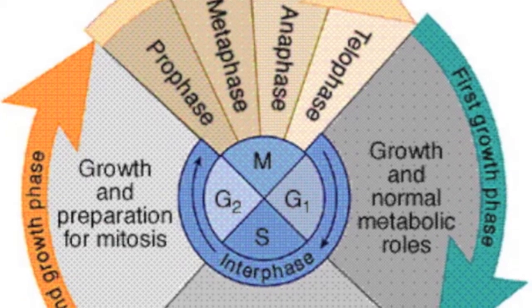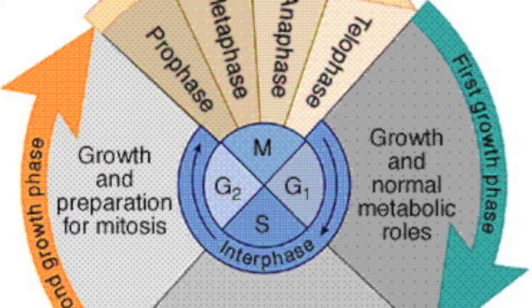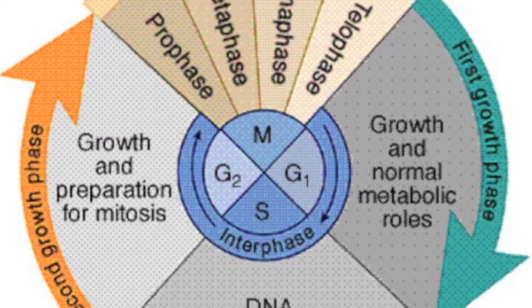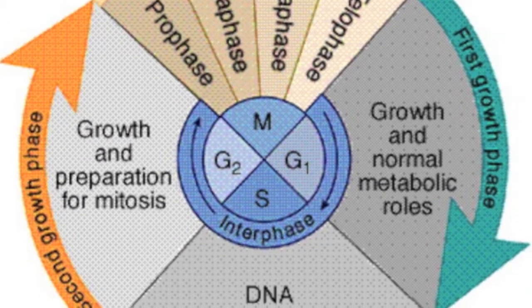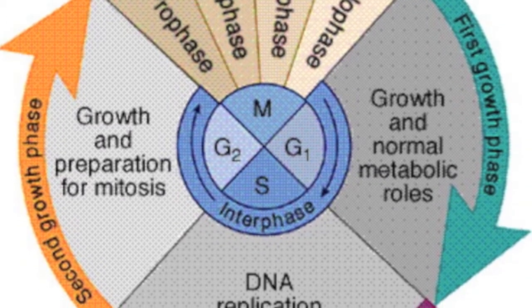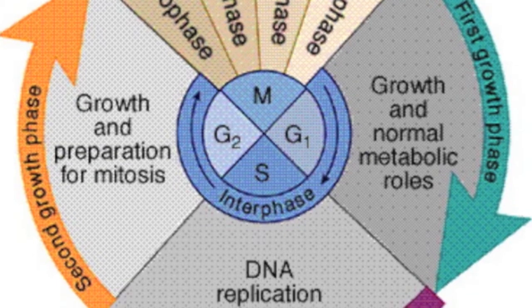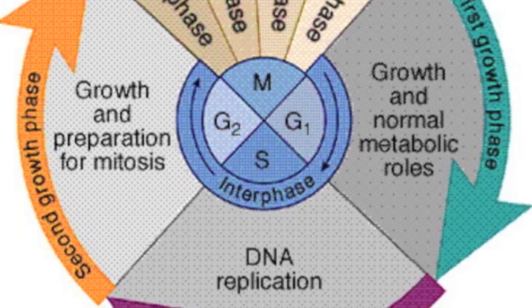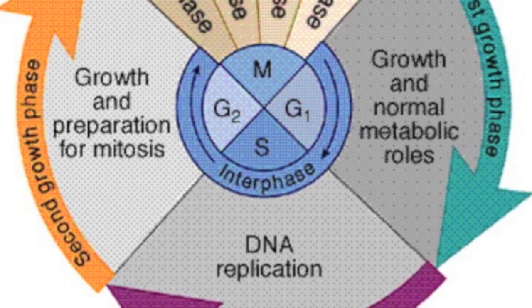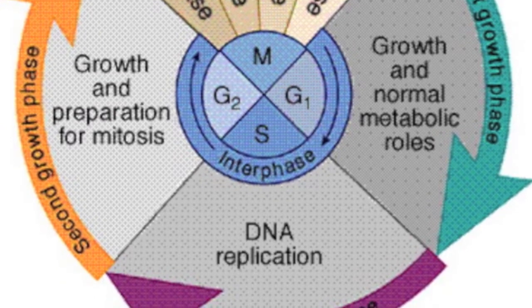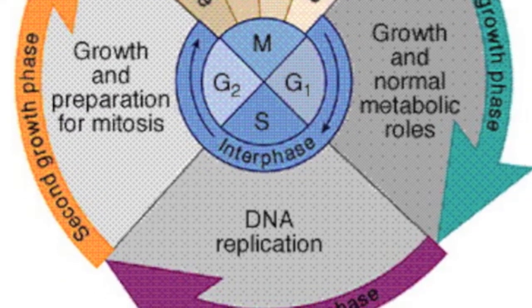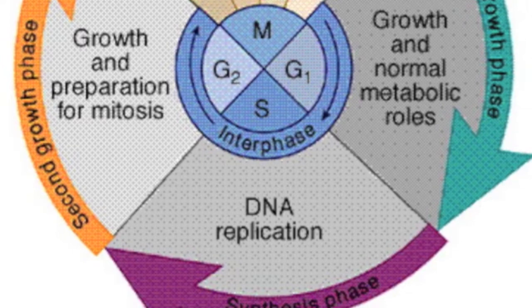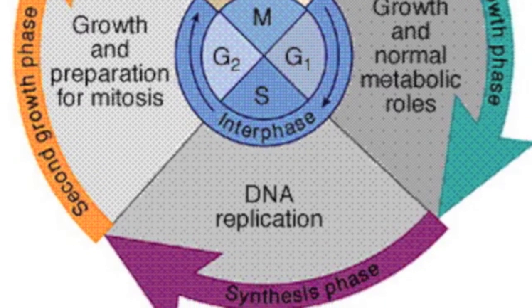To the right is G1, which involves growth and normal metabolic action of the cell, and is also the step at which the cell decides whether or not it is going to divide. At the bottom is the S phase, or synthesis, which involves the replication of genetic material inside the cell. Finally is G2, which is growth and preparation for mitosis. Not pictured is cytokinesis, which happens after the M phase.